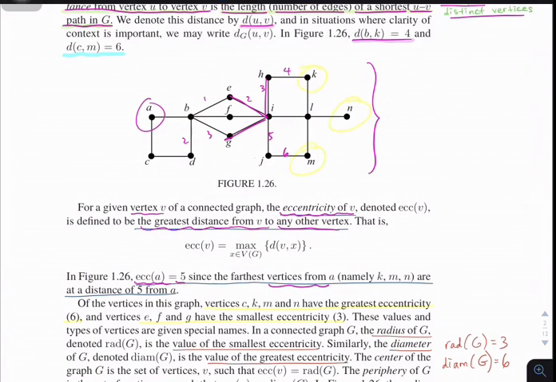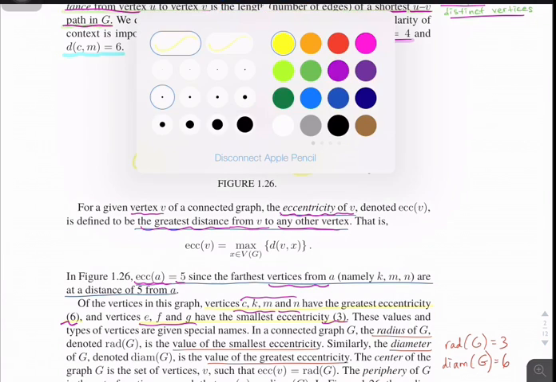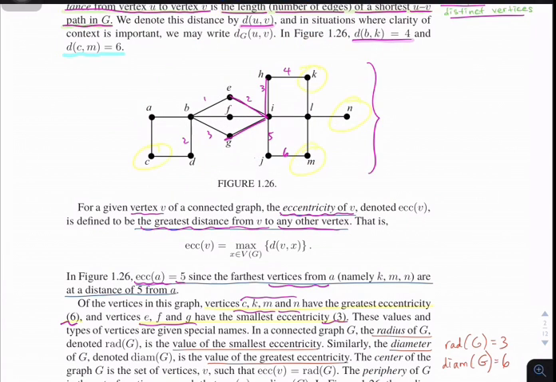For this example, the vertices C, K, M, and N, those have the greatest eccentricity. So for each of these vertices, you can find a vertex with distance 6 from them. And the vertices in this graph with smallest eccentricity, which is 3, would be E, F, and G. So for example, if we look at F, no matter what vertices you choose, it's possible to get to F in 3 or fewer edges.